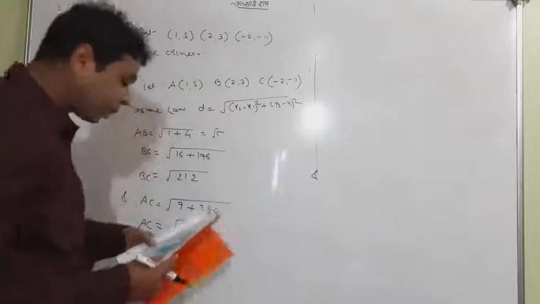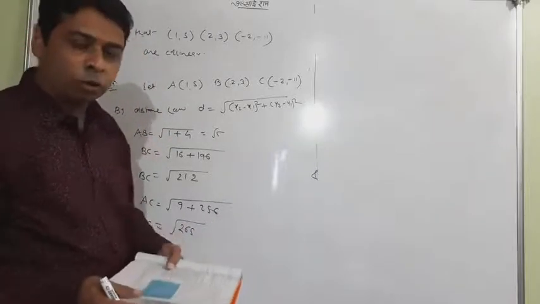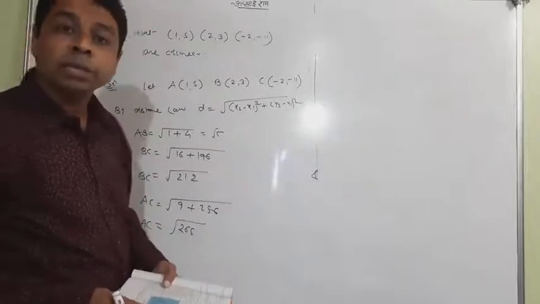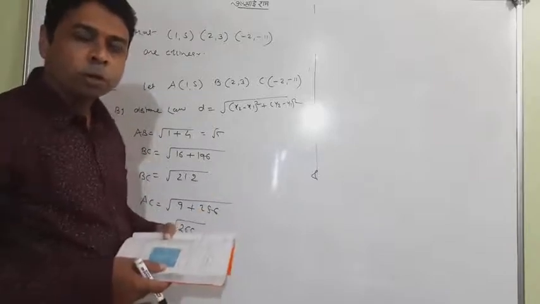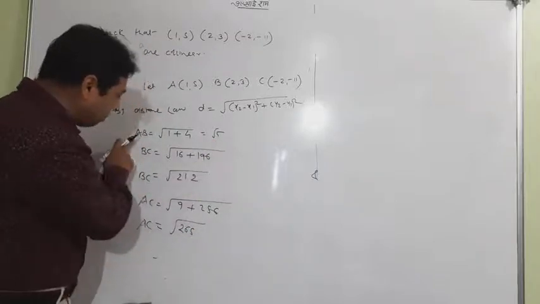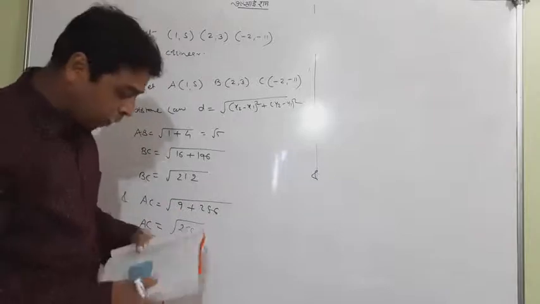In the question, determine if the points are collinear. Actually the question should be: check whether they are collinear or not. So this time I'll write the answer that A, B, C are not collinear. Why? Because the sum of any two sides is not equal to the third side. But if these follow a condition like AB plus BC equal to AC, the points will be collinear. So keep in mind always.